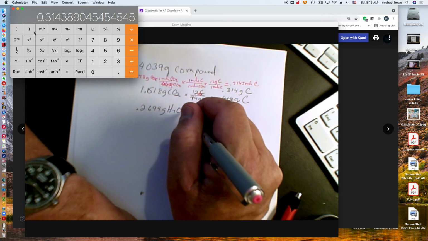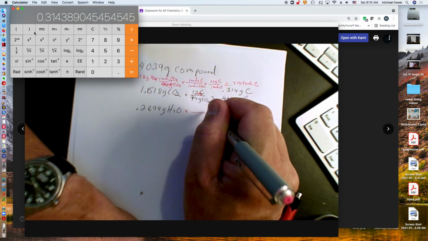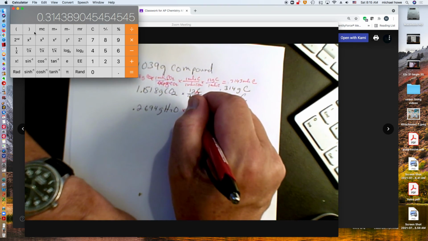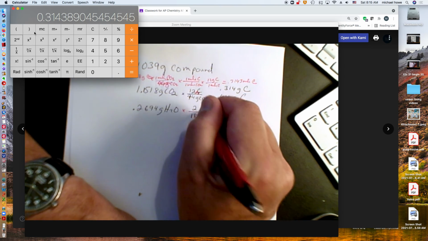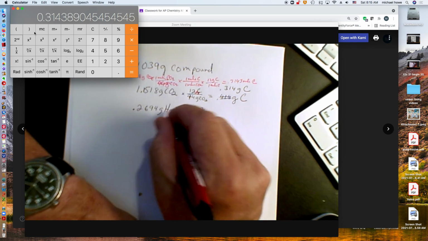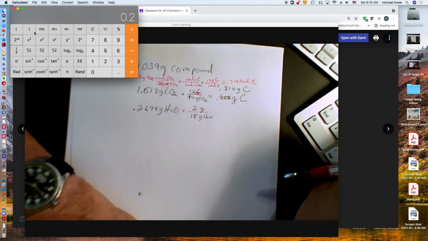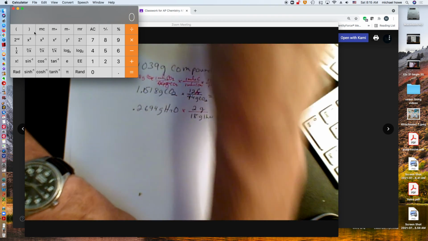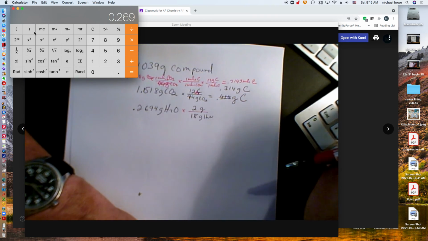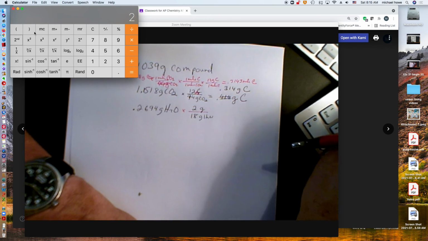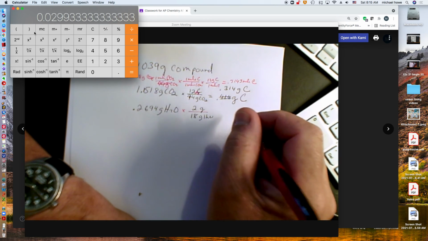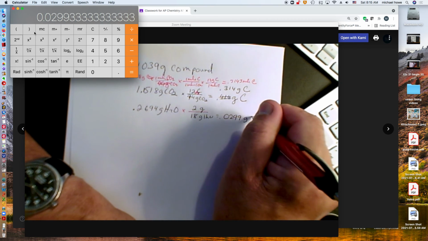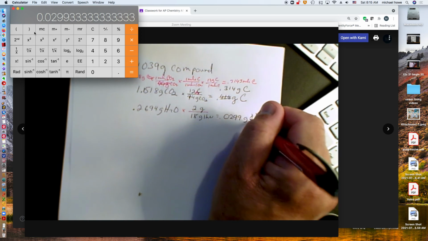Okay, now for water, I'm just going to do it my way, but you could use the textbook's way up here to do the hydrogen as well. I'm just going to do hydrogen by doing 2 over 18, because there's 2 grams of hydrogen for every 18 grams of water. We know that based on formula masses. So 0.2694 times 2 divided by 18, and we get 0.0299. Oh, that's grams of hydrogen.